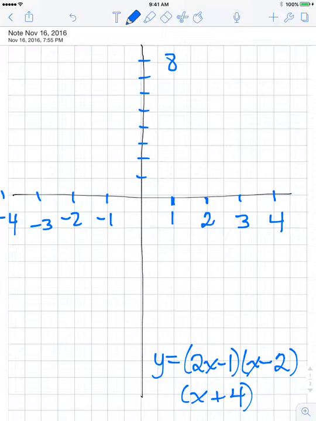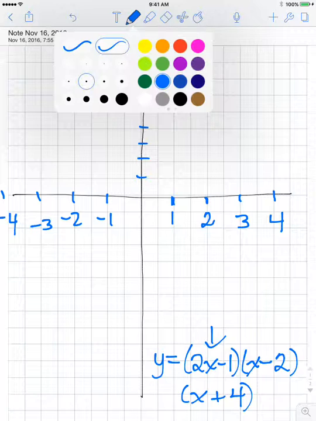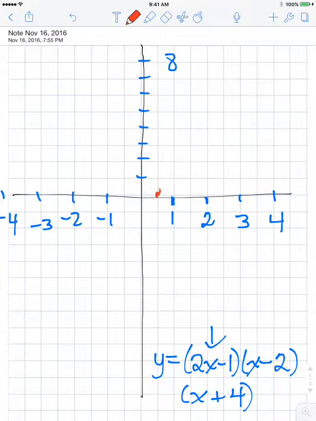So this 0 is positive 1/2. So let's use a different color. So positive 1/2. There we go. It's right there. And x minus 2. So this 0 is positive 2 right there. And this 0 is x is negative 4. So that's over here. And my y-intercept is here.